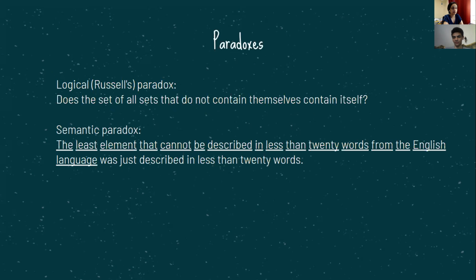The set of all dogs is not a dog, so it cannot include itself. So here he's asking, does the set of all sets that do not contain themselves contain itself? Is this set a member of itself or not? Because if it is a member of itself, then it does not follow the rule of not containing itself, so it should not contain itself. But if it does not contain itself, then it's following the rule, and so it should contain itself. In both cases, you end up with a logical inconsistency.